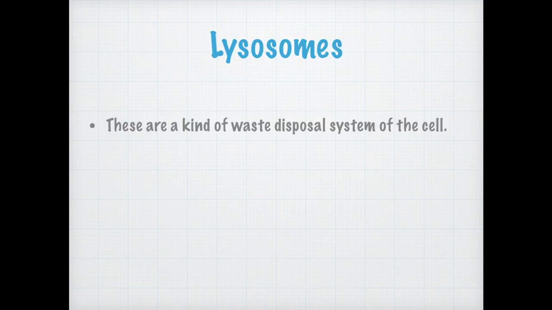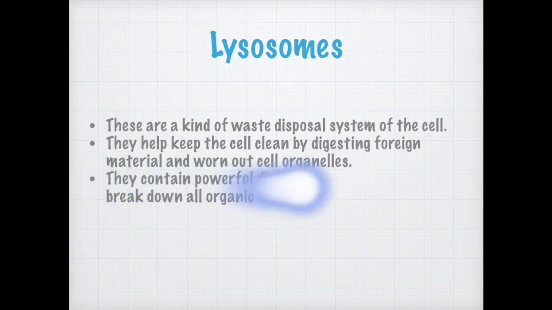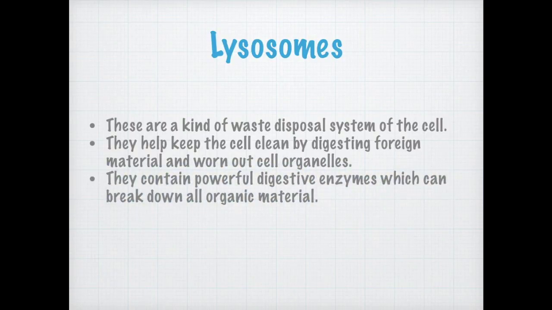Now let's move on to lysosomes. Lysosomes are basically the dustbins of the cell. Okay, most of the waste material in the cell is deposited into the lysosomes. They keep the cell clean by digesting foreign material or worn out cell organelles. They're basically cleaning systems of the cell, like the dustbins of the cell, as I told you, and they take in all the waste, foreign material or broken down cell organelles.